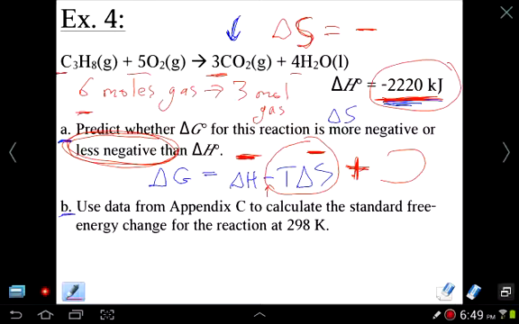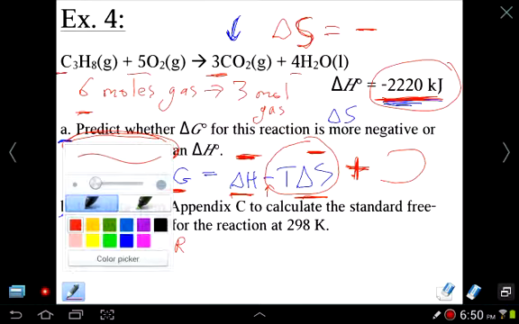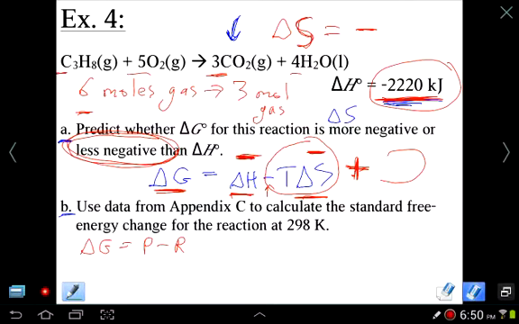There are 2 ways to use Appendix C to do this calculation. We can do products minus reactants because we have access to delta G values, or we can obtain delta H values from Appendix C, obtain delta S values, and then add them together. The shorter way is actually just to get products minus reactants. So why don't we do that? Let's do delta G equals products minus reactants. Let's see if we can find delta G values, and I'll write the delta G values for the reaction above.